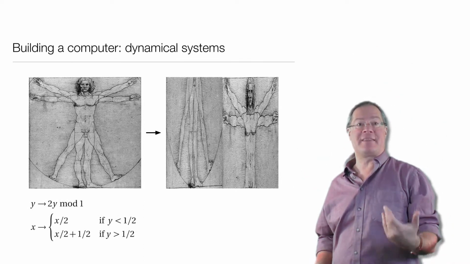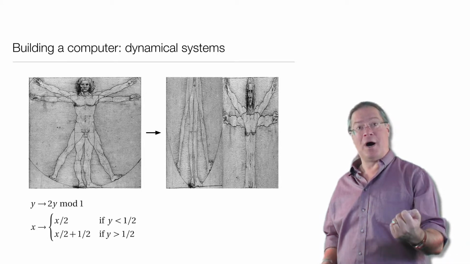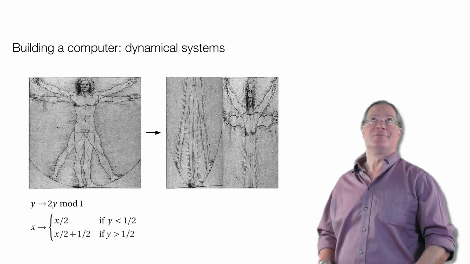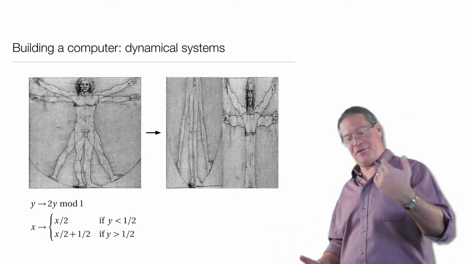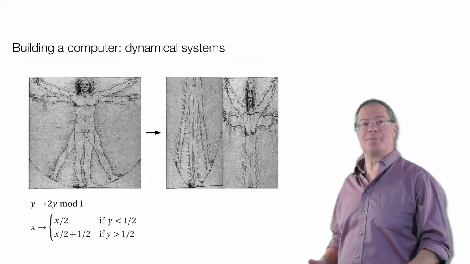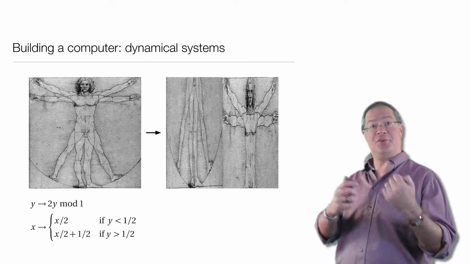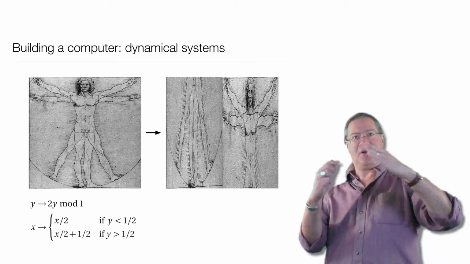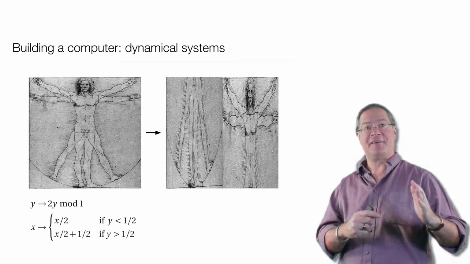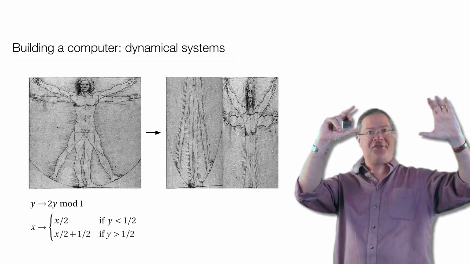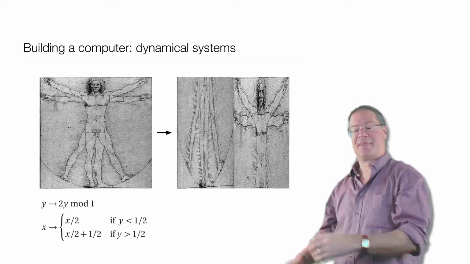So we can write this mathematically by saying that at each step, y becomes 2y mod 1, where by mod 1 I mean if it's bigger than the integer 1, subtract 1, so that you again get a real number between 0 and 1. x goes from x to x/2 if you're in the bottom half of the square, because then you just get smushed over here, and it goes to x/2 + 1/2 if you're in the top half of the square, because then you get stretched over here and then put down there on the right side.